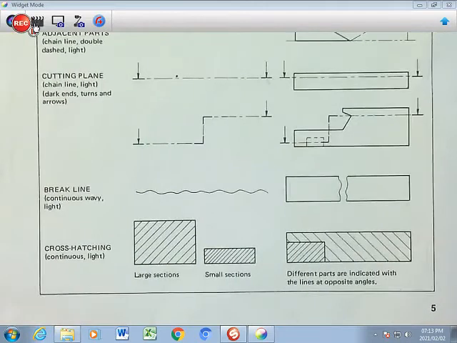Okay, I hope that makes sense in terms of you developing your understanding for lines. I hope you enjoy it.